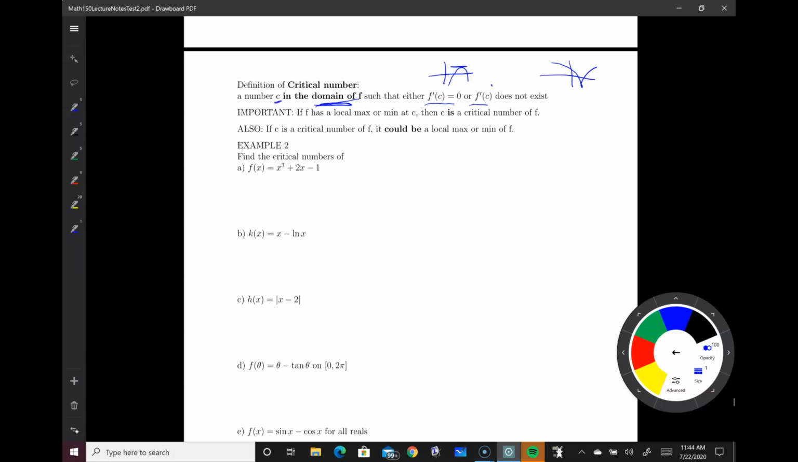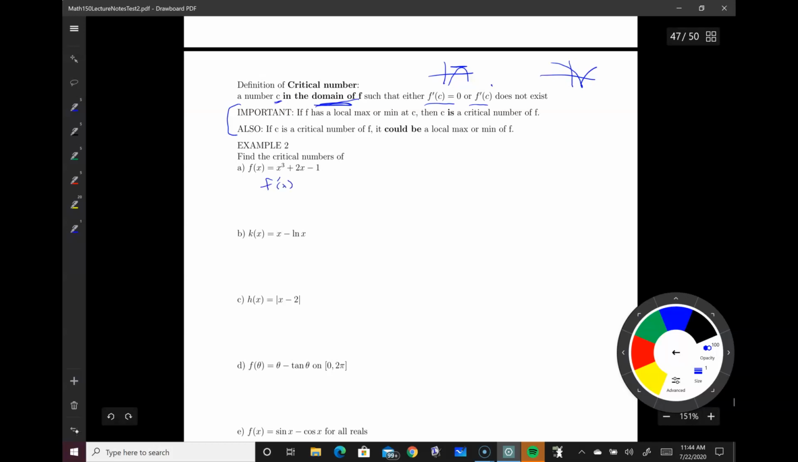All right, if it is a local min or max, then it is a critical number. If it's a critical number, it could be a local min or max. So make sure you've got the difference between those two. All right, let's go find critical numbers.